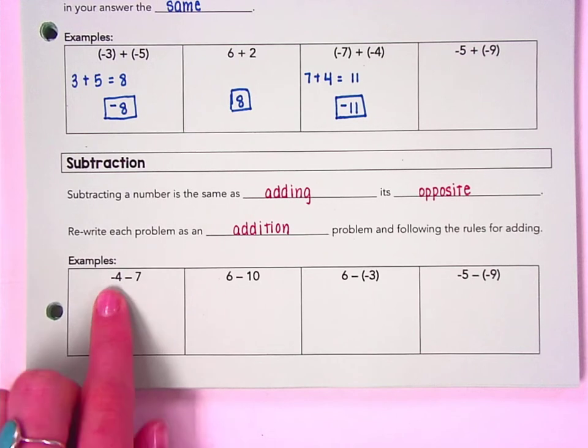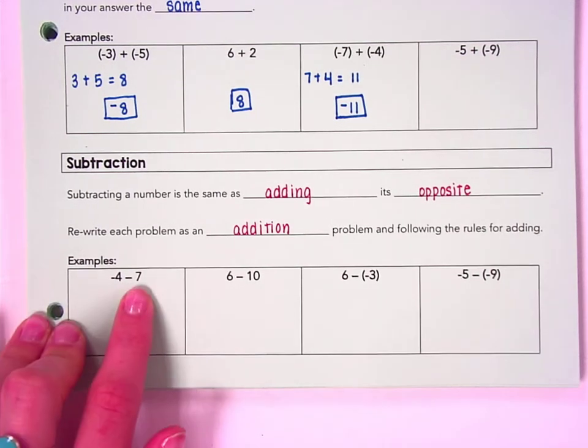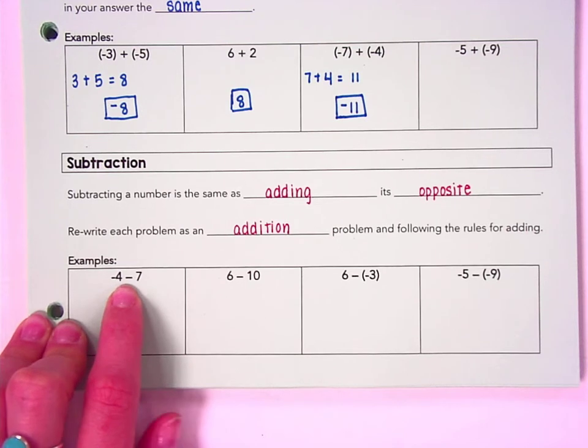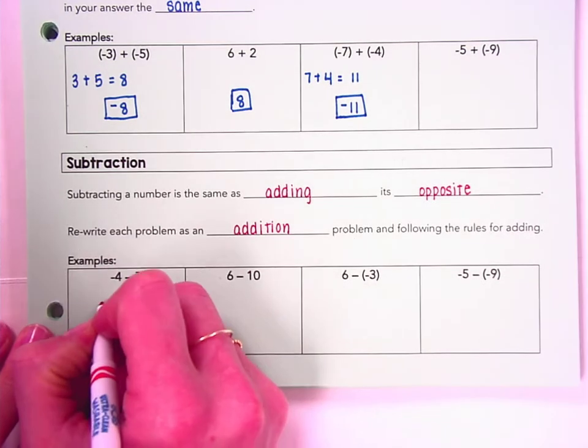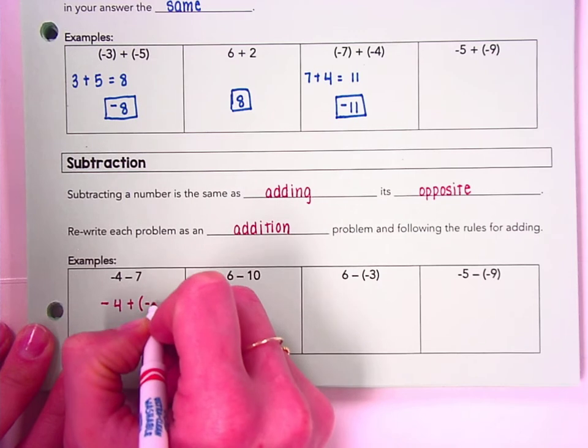So the first question, -4 minus 7. In this problem, we're subtracting 7. So we can think of this in two ways. The opposite of subtracting 7 is adding -7. So we can say -4 plus -7.